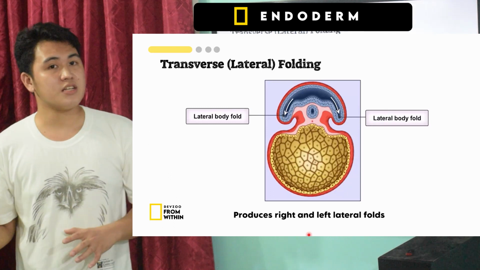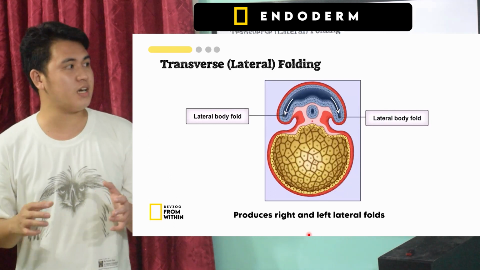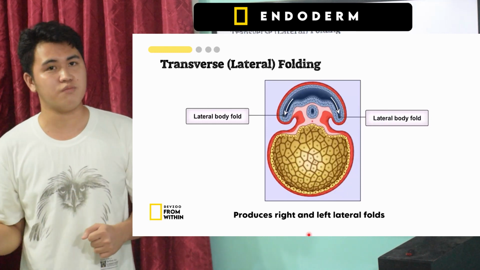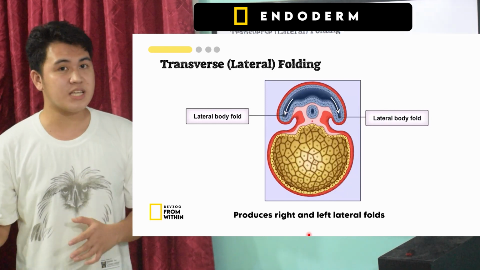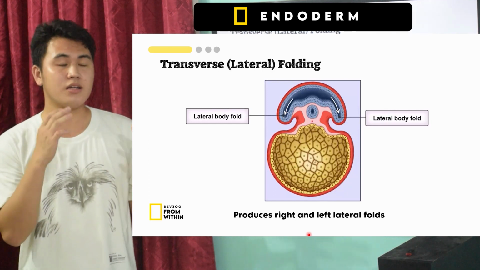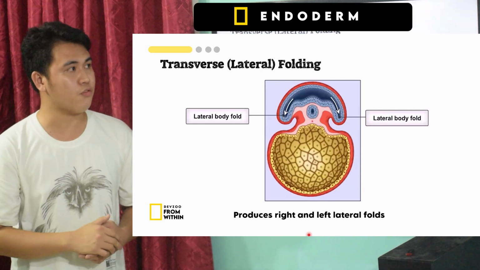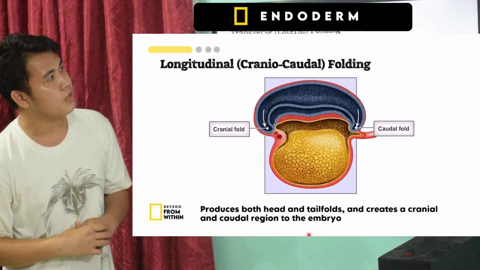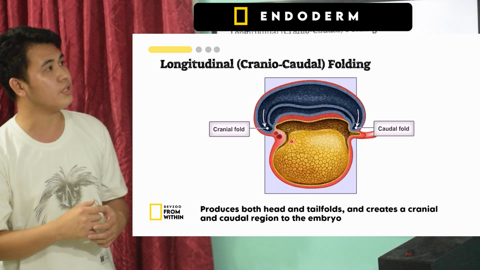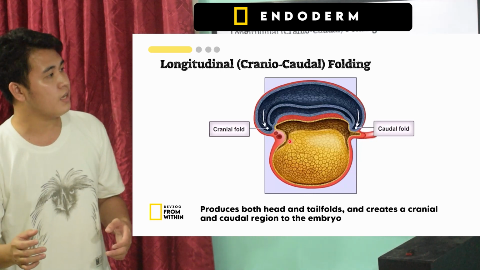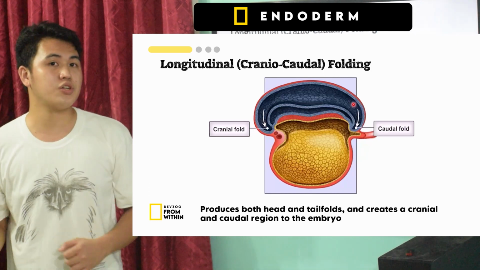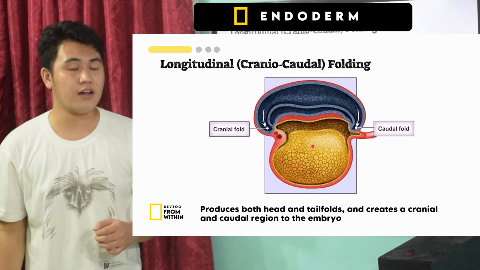But we will not discuss this more because the formation of the primitive gut tube is not shown here. So the best way to present the formation of the primitive gut tube is the longitudinal or sagittal folding. So let's proceed to the longitudinal folding. The longitudinal folding, or sagittal folding, or craniocaudal folding, is the folding of cranial and caudal, resulting in the formation of head and tail fold.